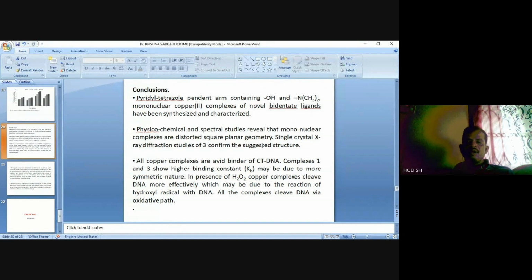So finally, the conclusion of these studies: the pyridyl-tetrazole ligand with pendant OH and dimethylamine, mononuclear copper(II) complexes of a novel bidentate ligand have been synthesized and characterized. Physicochemical and spectral studies reveal that the mononuclear complex has a distorted square planar geometry, confirmed by single crystal XRD. The confirmation suggested the structure.